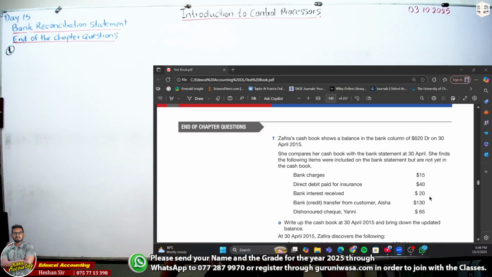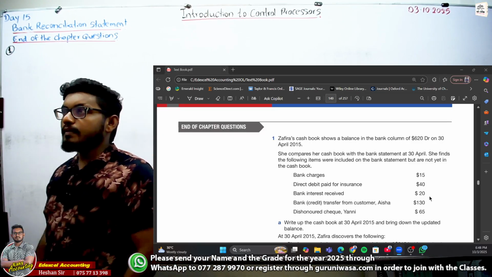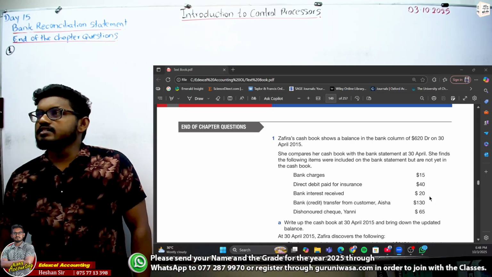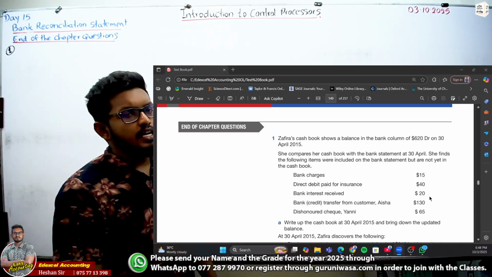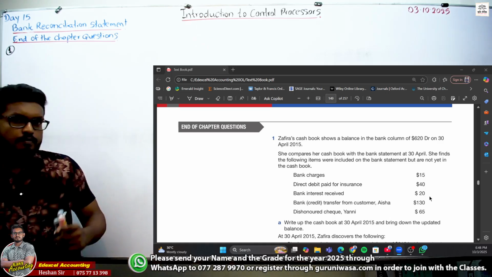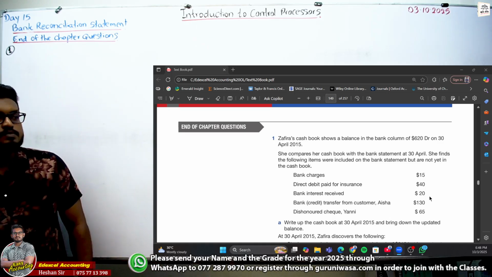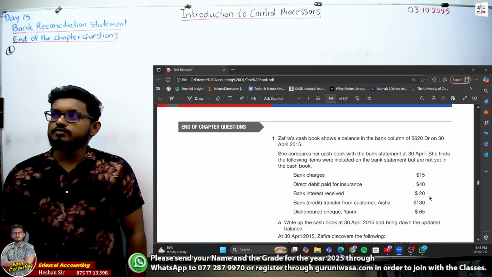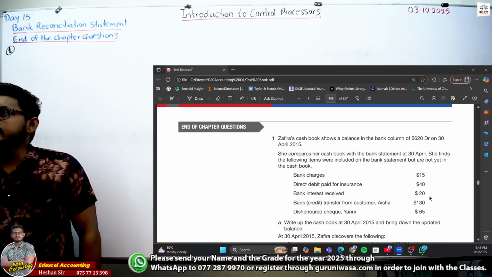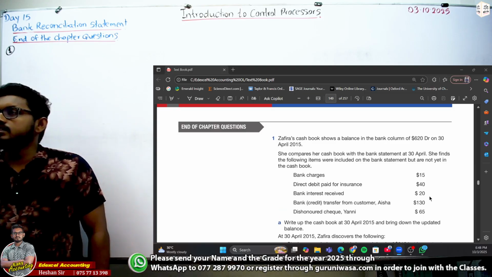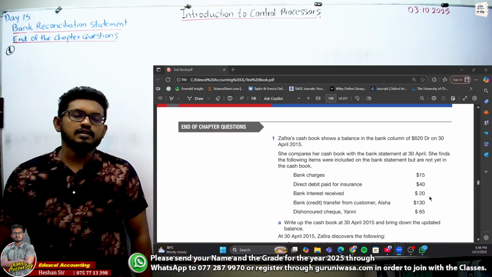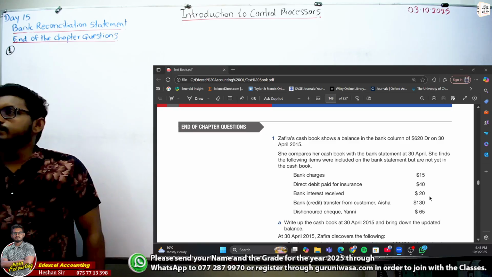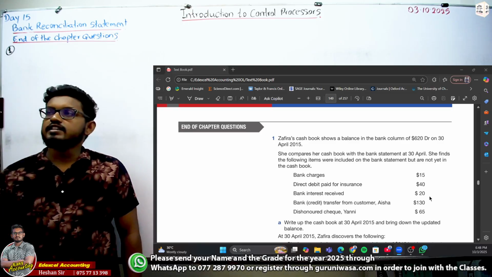Safira's cash book shows a balance in the bank column of 200 620 debit. Now in the cash book bank column, a debit balance is a favorable balance since it's prepared under the asset principle. Understand? On 30th April 2015, she compared her cash book with the bank statement at 30th April. She finds the following items were included on the bank statement but not yet in the cash book.